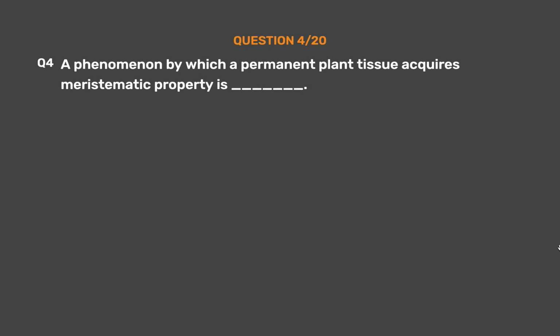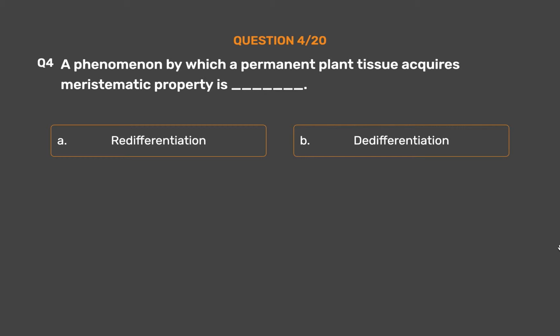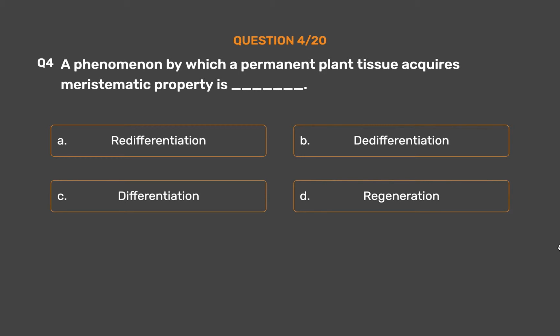Question number 4. A phenomenon by which a permanent plant tissue acquires meristematic property is _. Option A. Redifferentiation. Option B. Dedifferentiation. Option C. Differentiation. Option D. Regeneration.